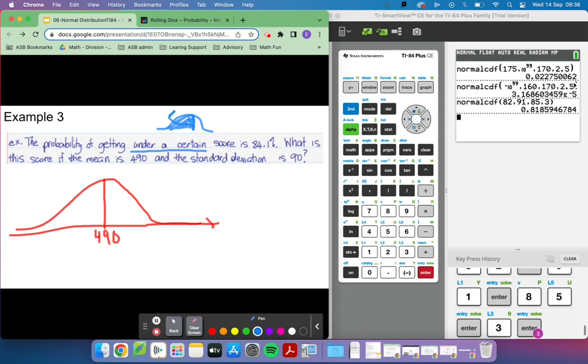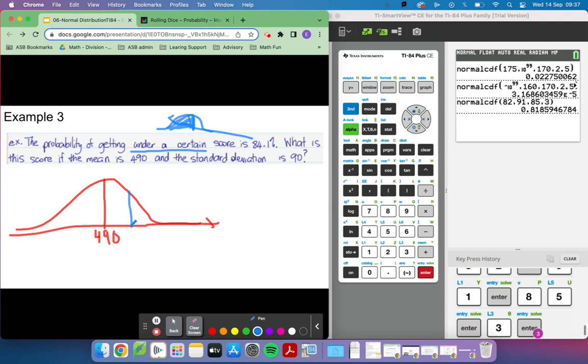This is going to be 84%. So this blue is going to be 84%. Okay, so already I know that the value I'm looking for needs to be bigger than 490 because everything from the left to 490, that's 50% of our data, right? So remember, this 490 is the mean, median, and mode. So 50% of the data goes to 490.